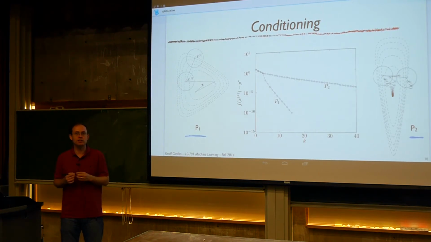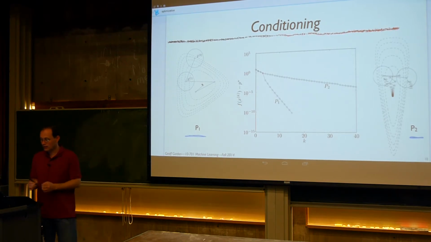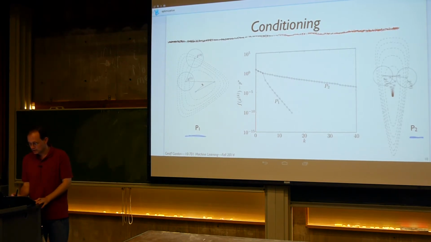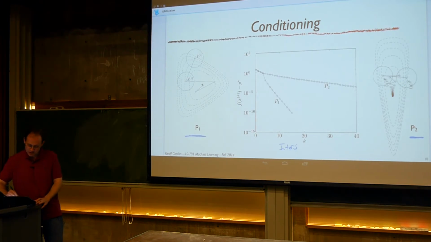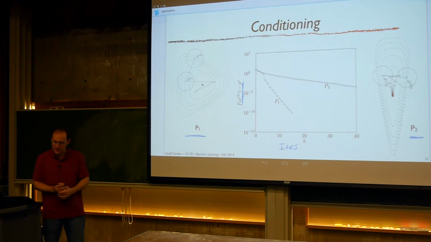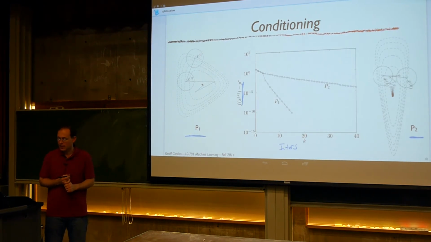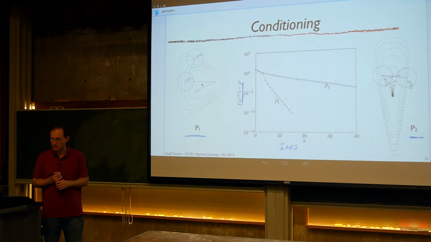You get slower convergence if the condition number is worse, is closer to 0. And this plot right here shows exactly what happens. So this is iterations on the x-axis, and on the y-axis is how close you are to optimal: the difference between your current function value and the optimal function value. And note that the y-axis is log scale. And so you should expect to see approximately a line.